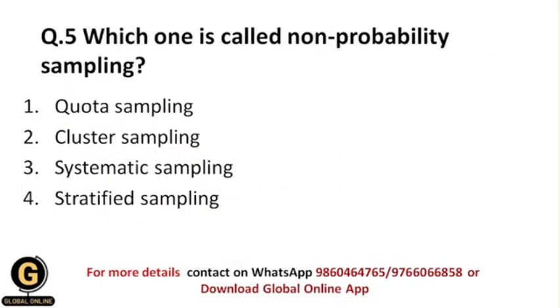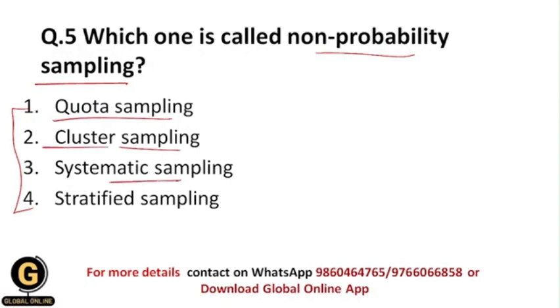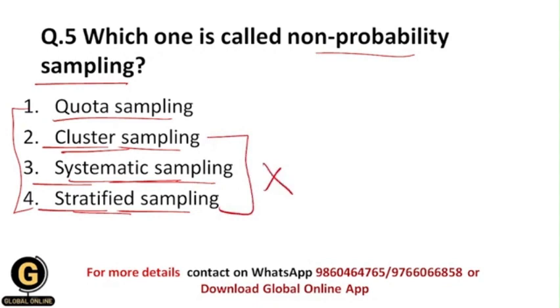Next, which one is called non-probability sampling? So here they have given us different types of sampling techniques, and we need to identify the type of non-probability sampling technique. Whether it is quota sampling, cluster sampling, systematic sampling, or stratified sampling. So students, if you read these sampling techniques, you will understand that cluster sampling is random sampling, systematic sampling is again random sampling, stratified is again random sampling. So all of these options get eliminated, and that's why your correct answer is quota sampling.